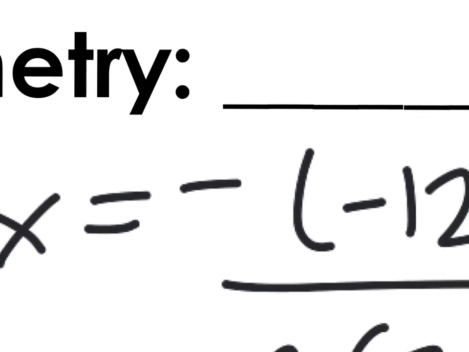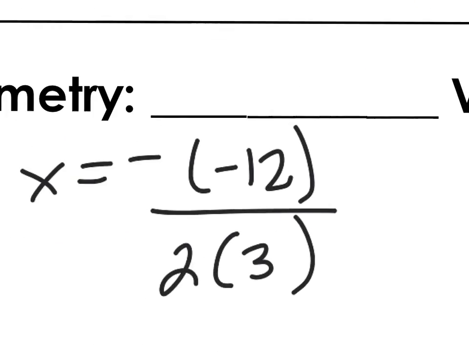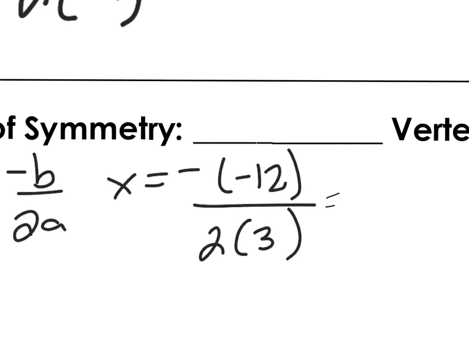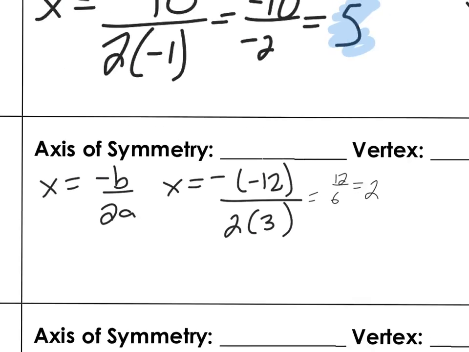Again, take a look at that. Let me zoom in really close. Looks like a face. All right, we have 2 negatives. 2 negatives is going to make a positive, positive, positive. All right, so that's going to be positive 12 over 6, which is just 2. Our axis of symmetry is going to be at 2. So let's write that in. Axis of symmetry, x equals 2.